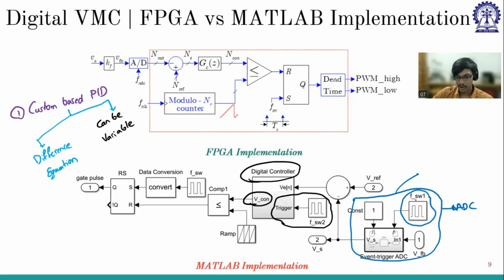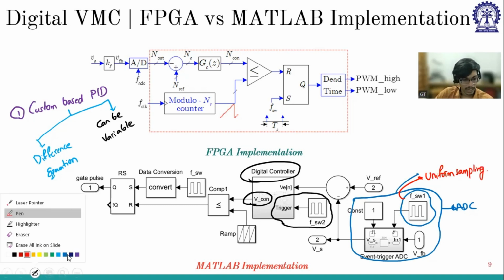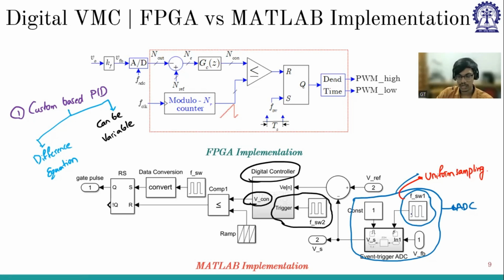So again, that is the advantage. And here this FSW is uniform sampling because it is fixed frequency. We can do the uniform sampling once in a cycle, and that sampling delay again we can customize in this block. It depends upon what sampling delay we would like to keep. We can incorporate that. Now this sampled voltage is subtracted from the V reference, giving rise to the V error of n, which goes into the digital PID controller, giving us the control voltage.